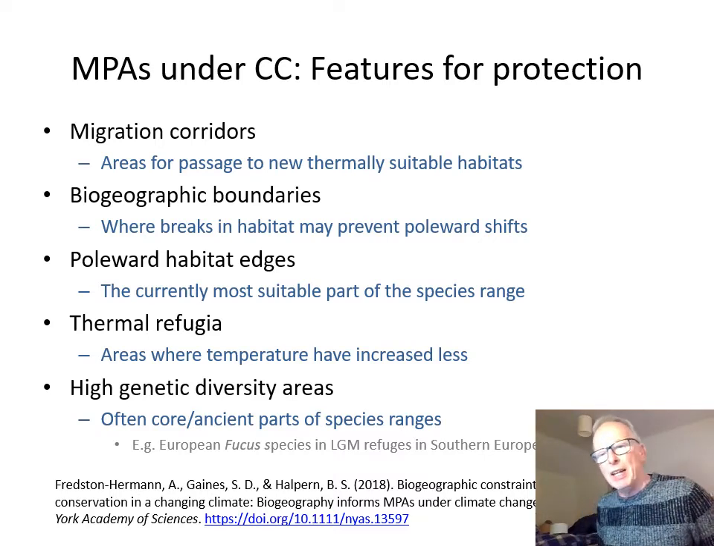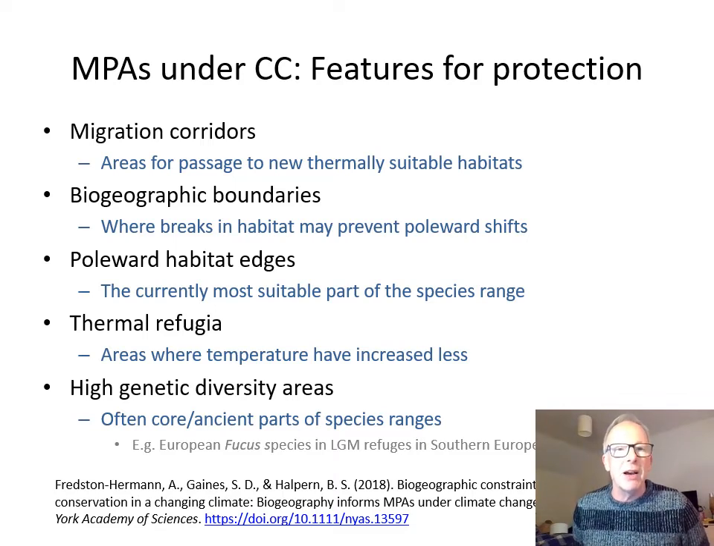So what specifically might we start to think about in terms of protecting marine species under climate change? And here's a result of a little paper that I recommend that you find, considering what different sorts of features one might consider for protection under climate change.